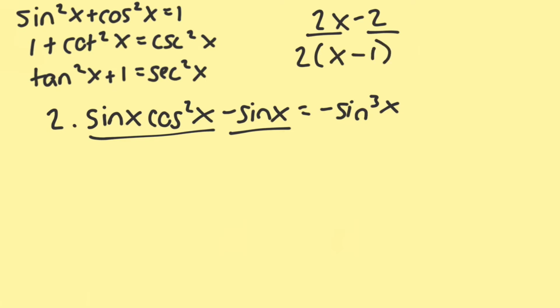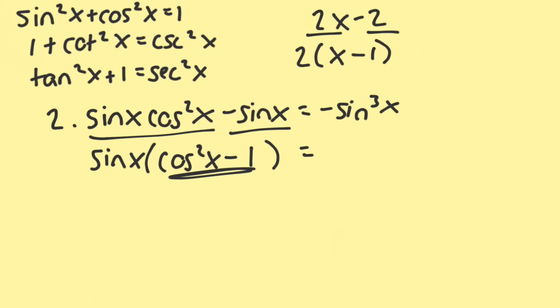Similarly here, both terms have a sine x, and I think it helps to underline the terms that you're looking at. Remember, terms are separated by pluses and minuses, so that helps us to see which terms are which. They both have a sine x, so we can factor that out. We're left with the cosine squared x in the first term and a 1 in the second term. Now we see a squared and a 1, so let's try Pythagorean identity.